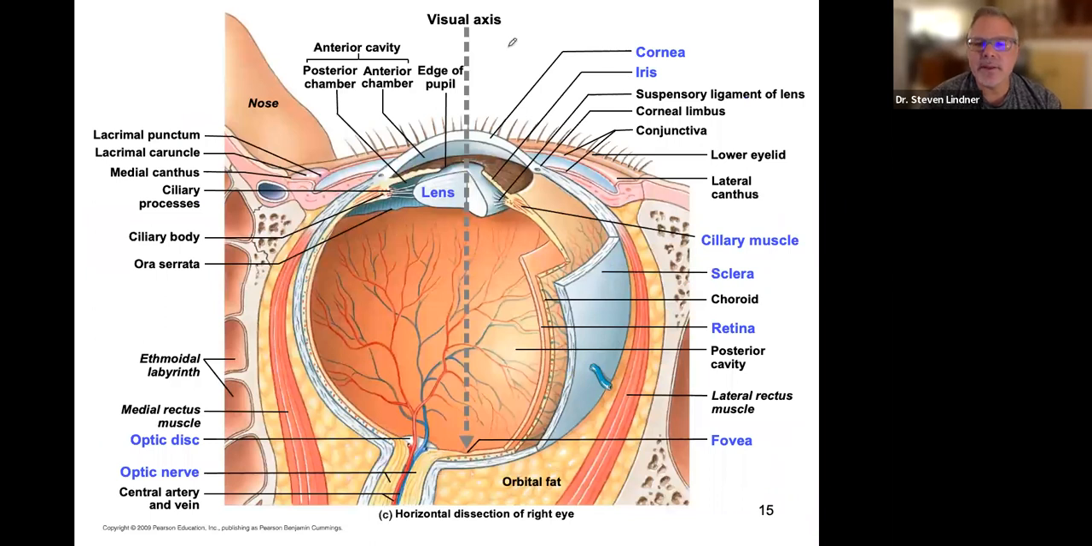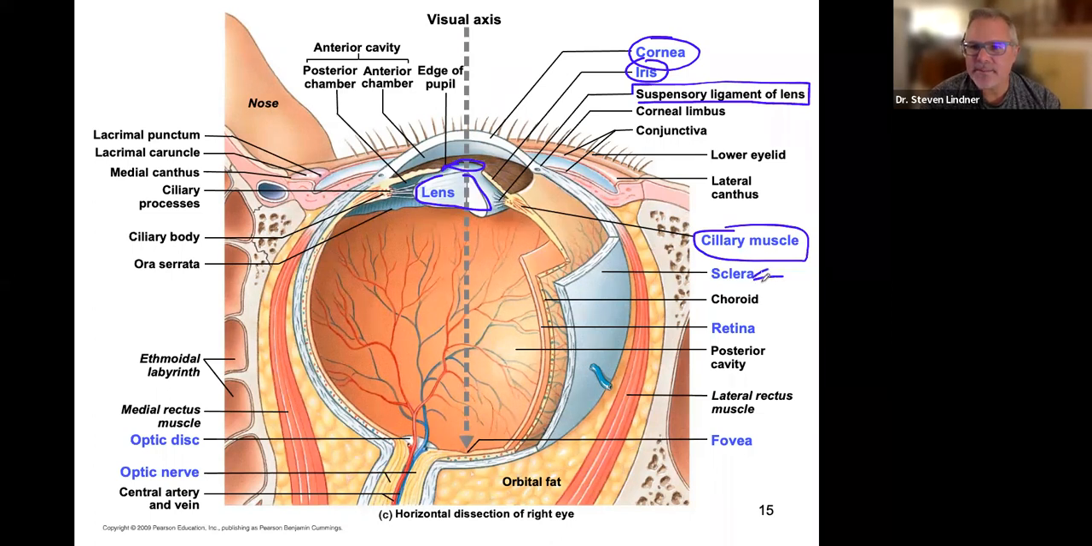And again, here's another view showing the visual axis of light entering through, penetrating. So here's the cornea, here's the iris, here is the pupil, here's our lens, and you can see again the suspensory ligaments. Here's the ciliary muscle off to the right, and then you can see those suspensory ligaments right here, suspensory ligaments of the lens. You can see the three layers again. We see the sclera, we see the choroid, the middle layer, and then we see the retina, the innermost layer.